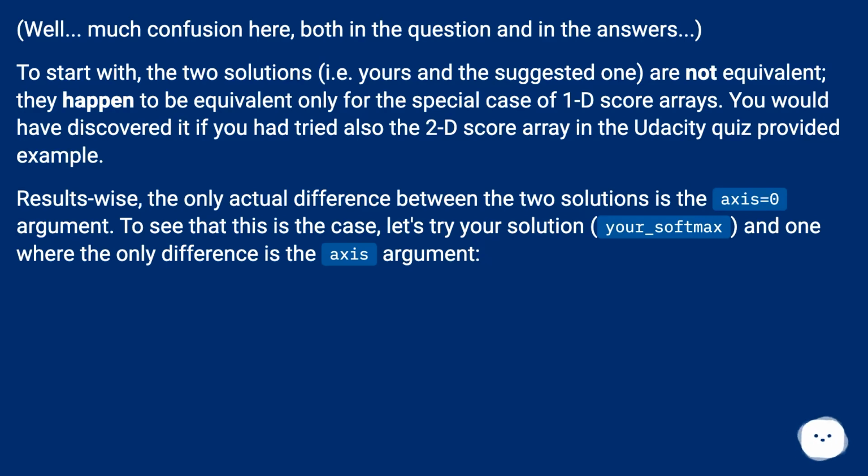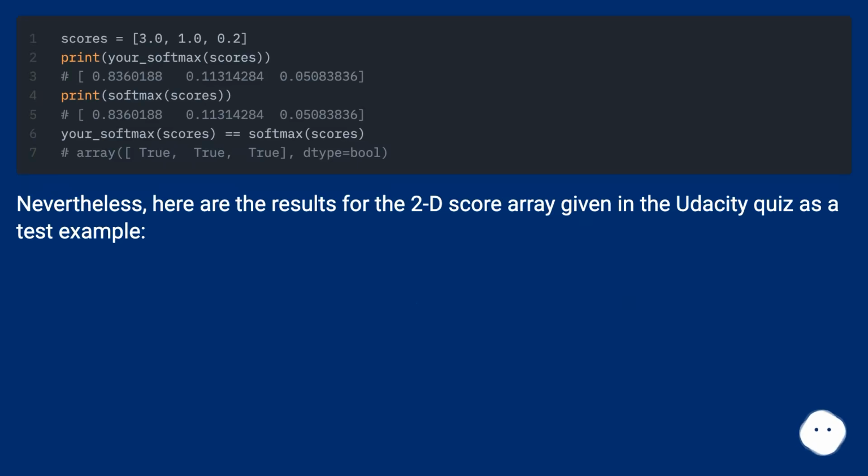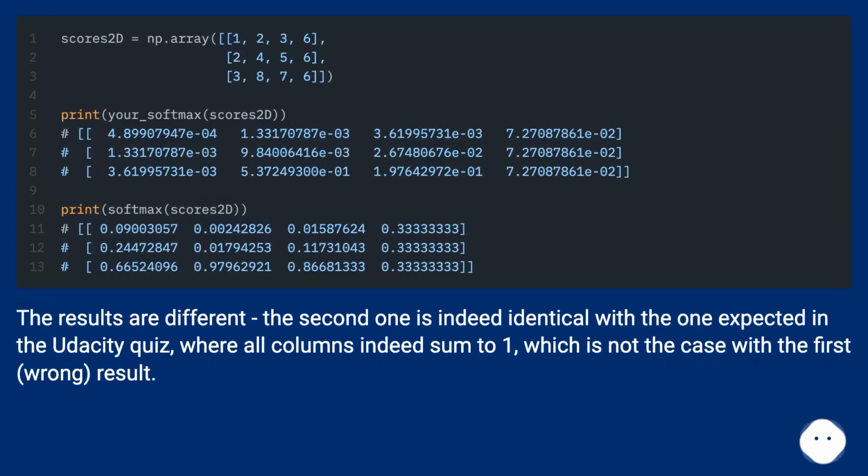To see that this is the case, let's try your solution, your_softmax, and one where the only difference is the axis argument. As I said, for a 1D score array, the results are indeed identical. Nevertheless, here are the results for the 2D score array given in the Udacity quiz as a test example. The results are different. The second one is indeed identical with the one expected in the Udacity quiz, where all columns indeed sum to 1, which is not the case with the first wrong result.